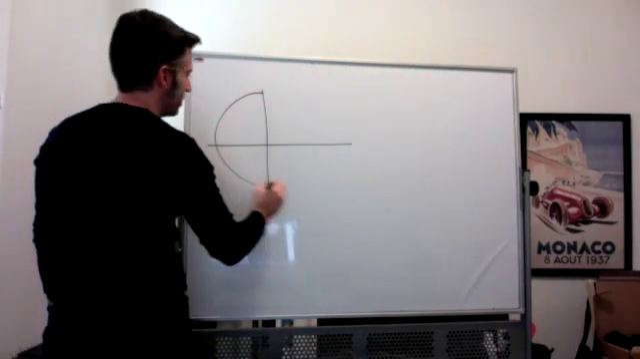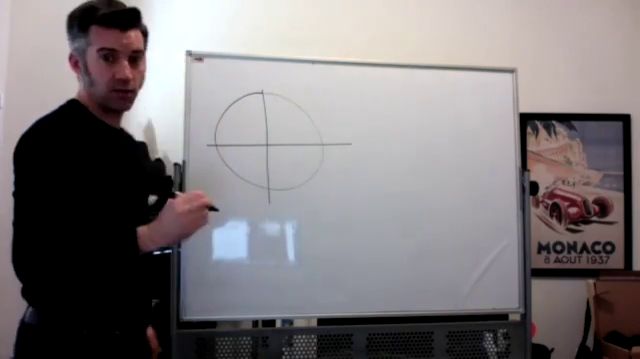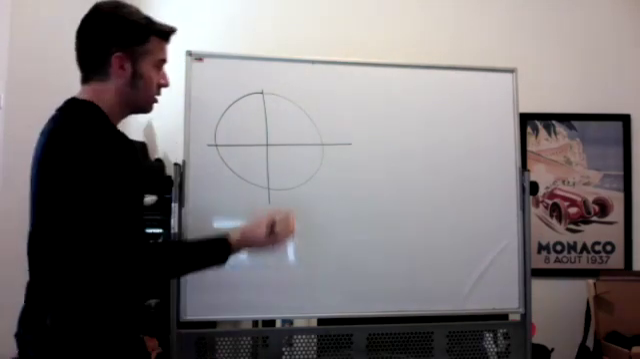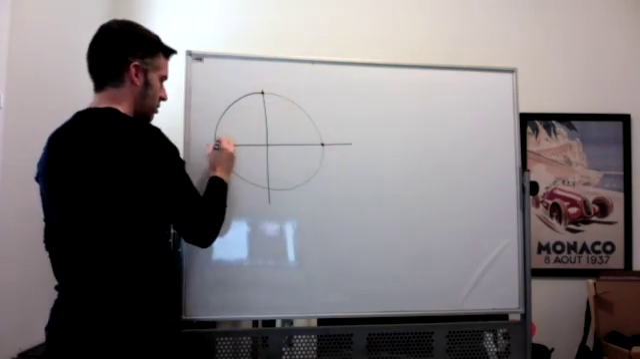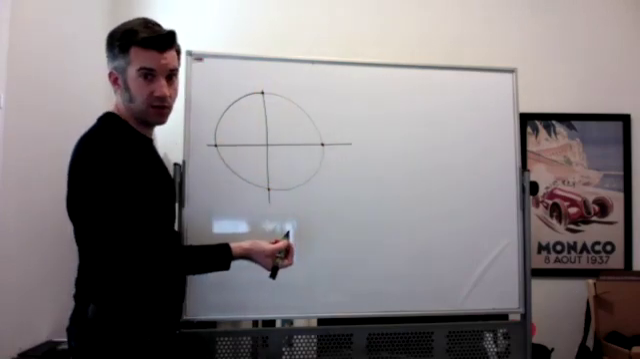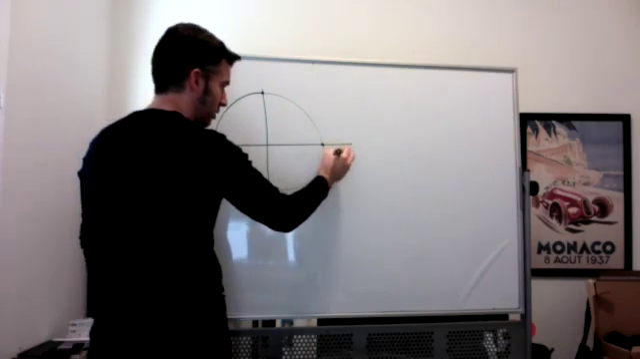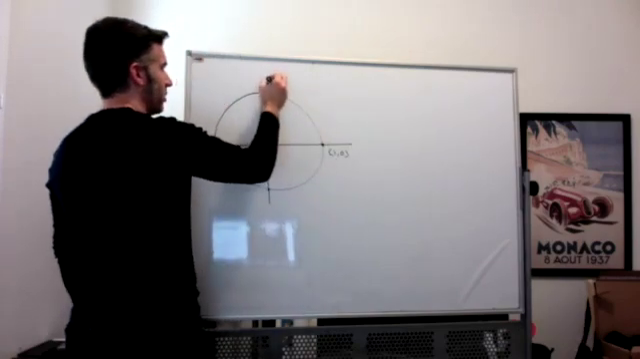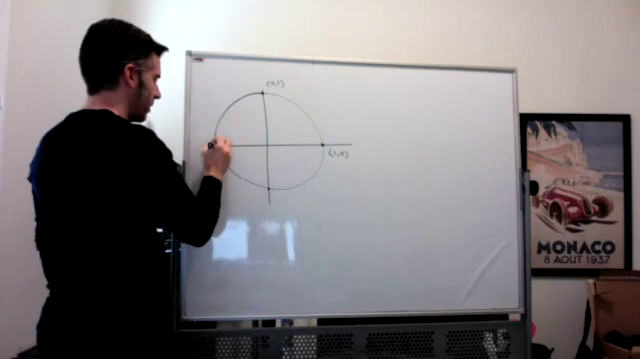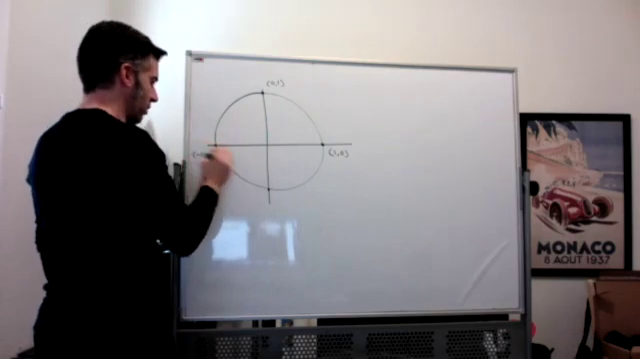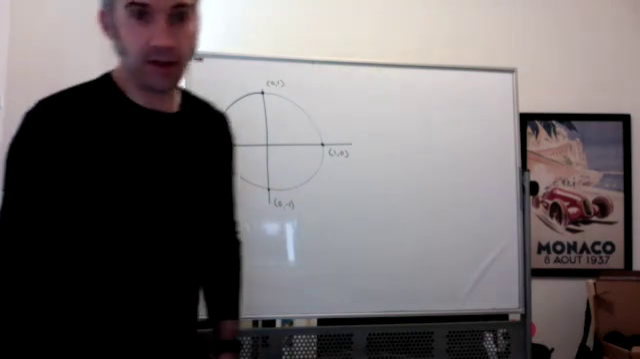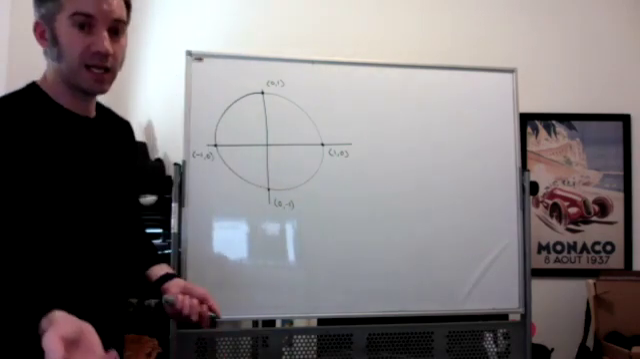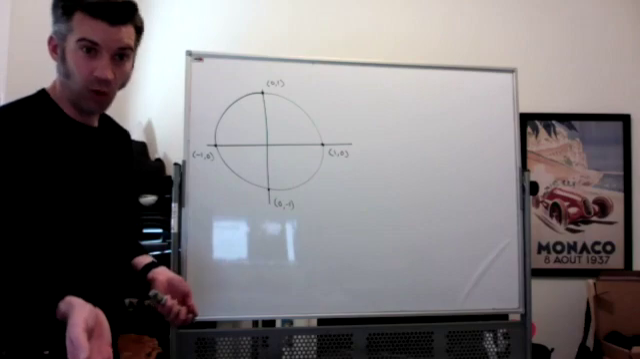So here's my circle, radius 1, which means these 4 points are all 1 from the center. So this point here is the point (1, 0). This is the point (0, 1). This is the point (-1, 0). This is the point (0, -1). And the important thing to remember here is that the radius of the circle is 1.